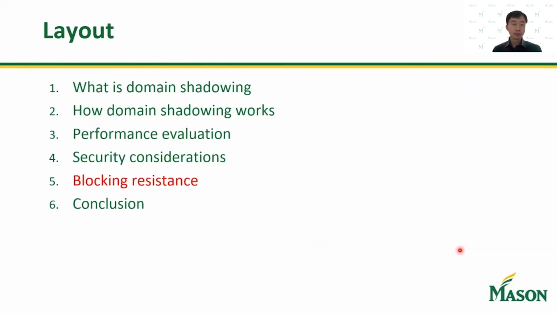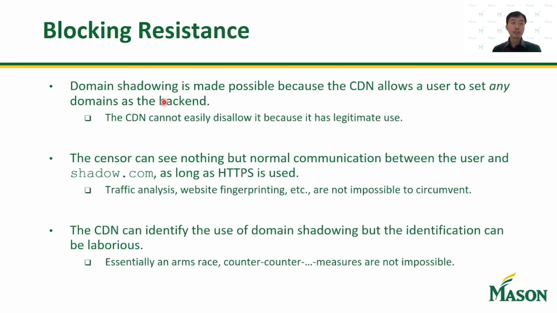Lastly, I'm going to talk about blocking resistance. Domain shadowing is made possible because the CDN allows a user to set any domain at the backend. But this is a legitimate feature of CDN. CDN needs this to work. Therefore, CDN cannot easily disallow it because it's going to harm the CDN. On the other hand, the censor can see nothing but normal communication between the user and shadow.com, as I've shown before, as long as HTTPS is used.